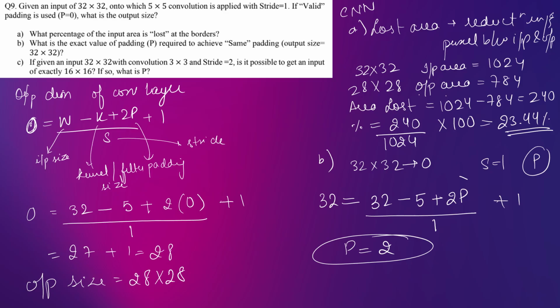Similarly, if you are given an input of 32 into 32, convolution 3 into 3. Next, let's use the next slide. So here you are given W as 32, K as 3 for the convolution layer, stride is 2. Output layer is 16 into 16. We have to calculate the padding.